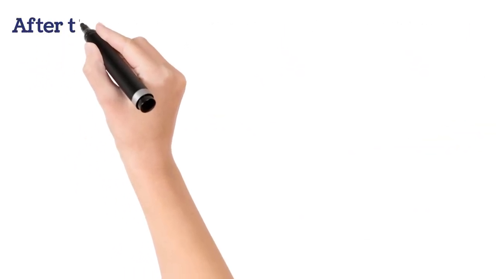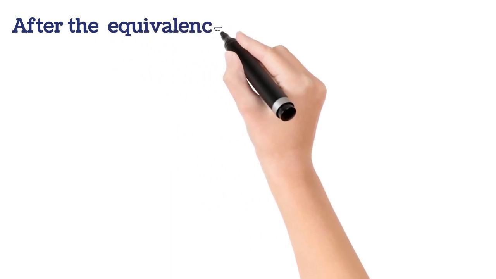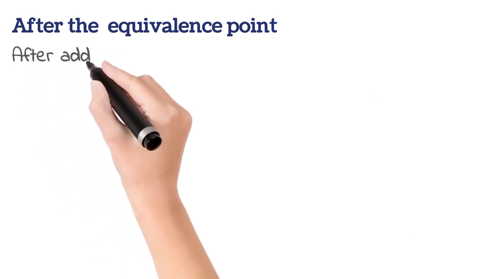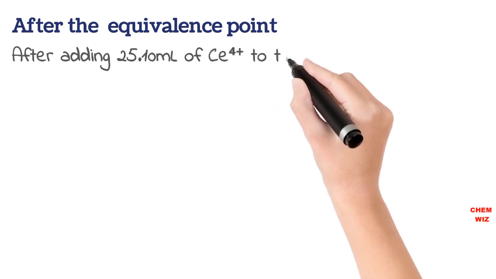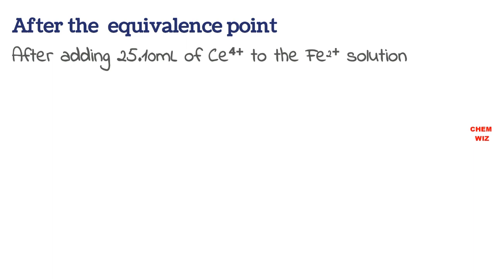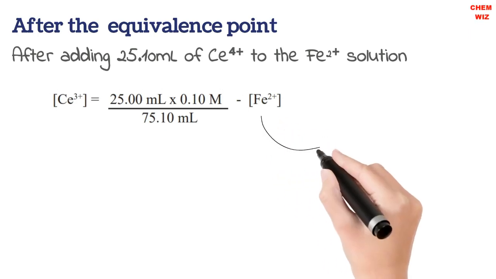Now, we are going to consider a point which comes after the equivalence point. We are adding 25.1 milliliters of cerium 4+ to the titration flask. After the equivalence point, cerium ions are predominant in determining the potential of the point. So, we must consider cerium 3+ and cerium 4+ ions as significant components when finding the potential after the equivalence point.